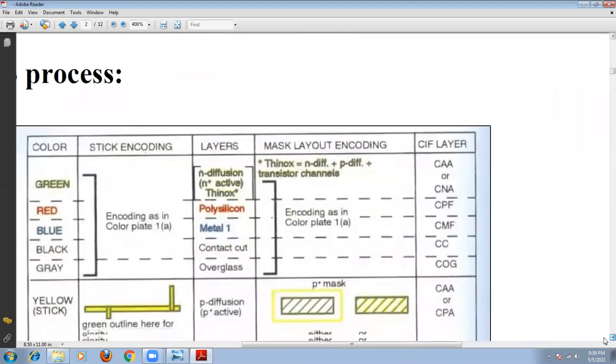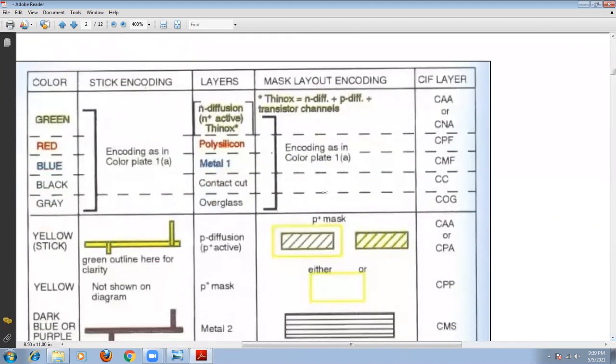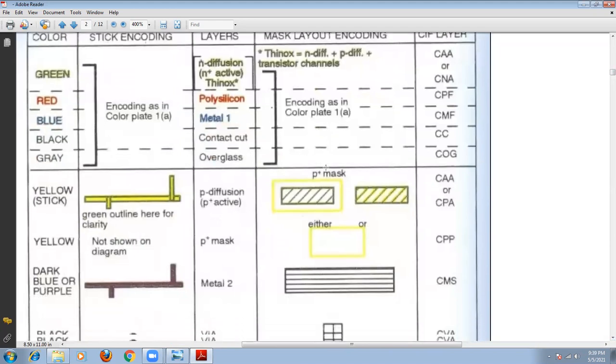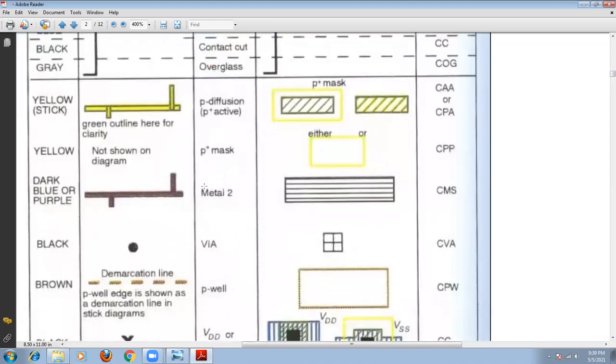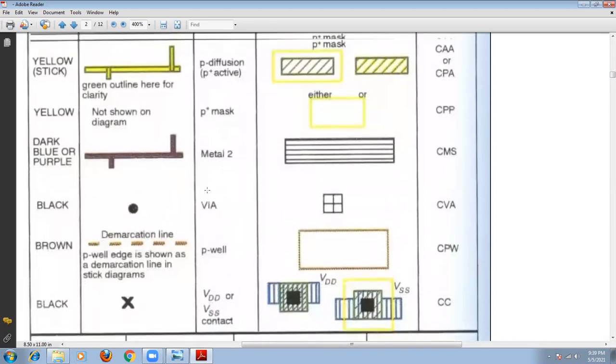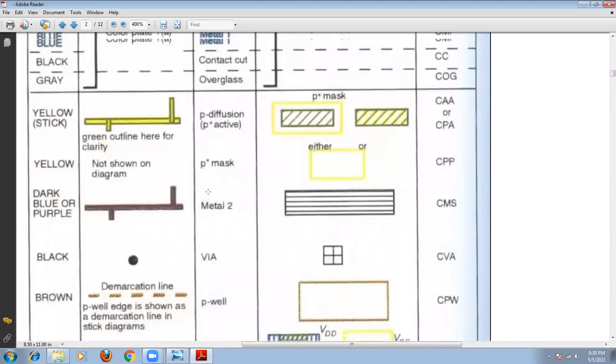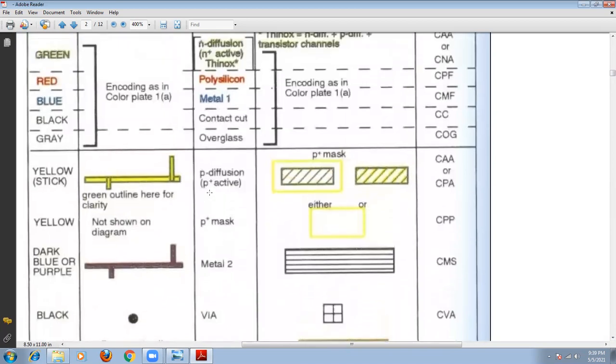Okay, this is the encoding process. Just observe here: we have yellow color, green color. There are different types of encoding here. The first one is the green color.